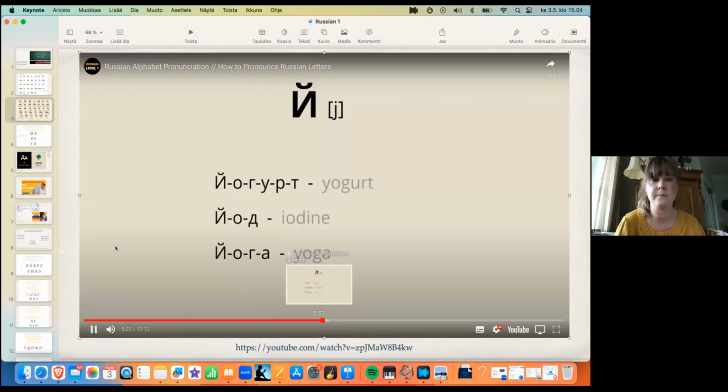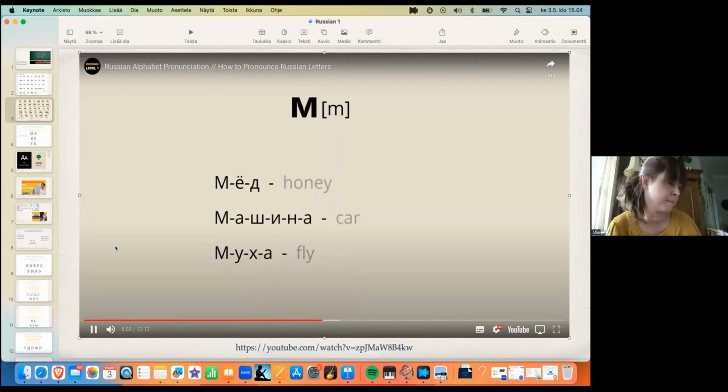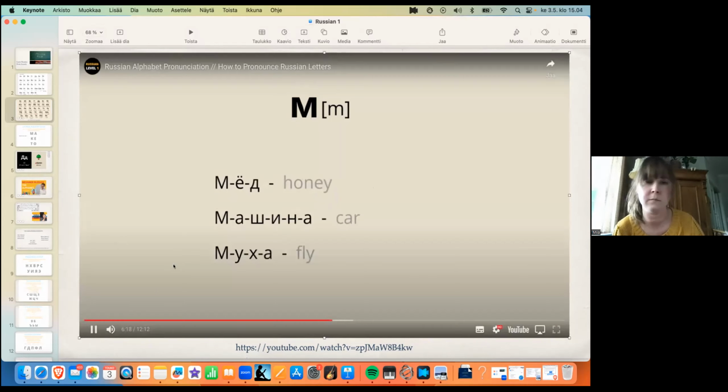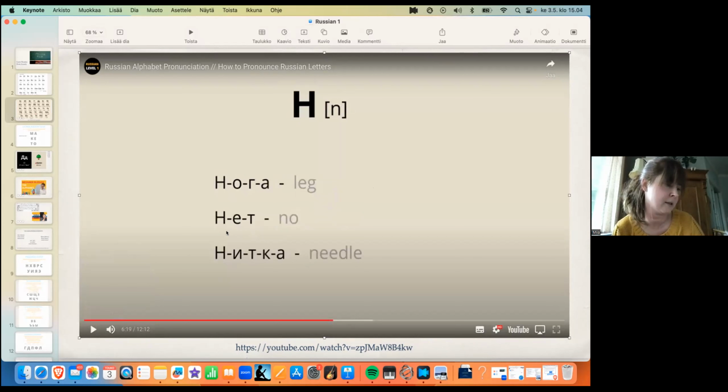М. M. Мед. Мед. М-ё-д. Машина. Машина. М-а-ша-и-н-а. Муха. Муха. М-у-ха-а.